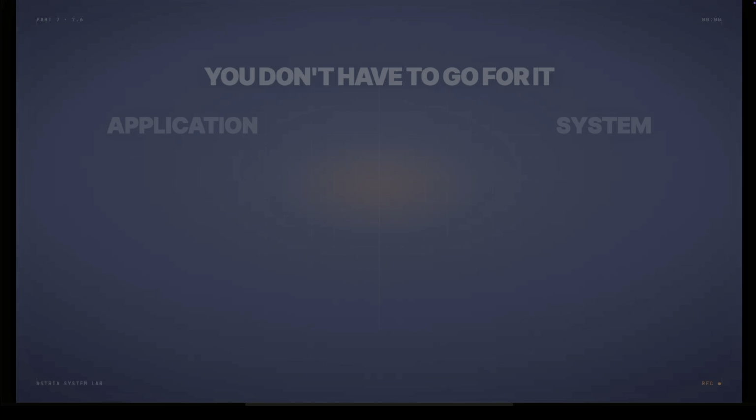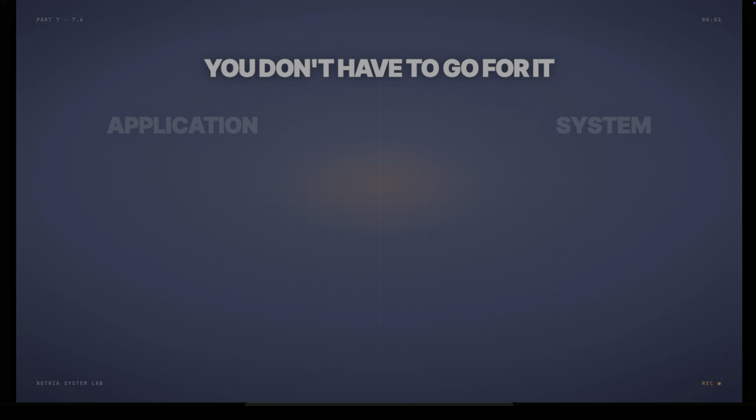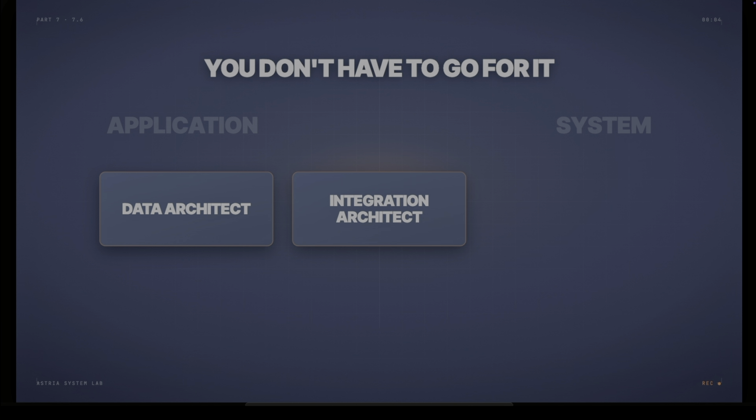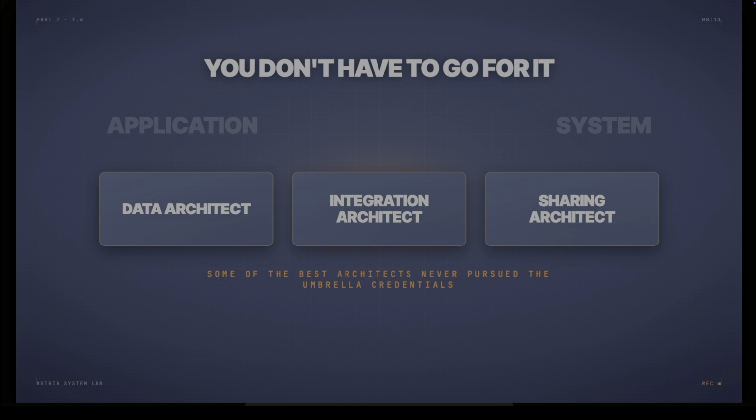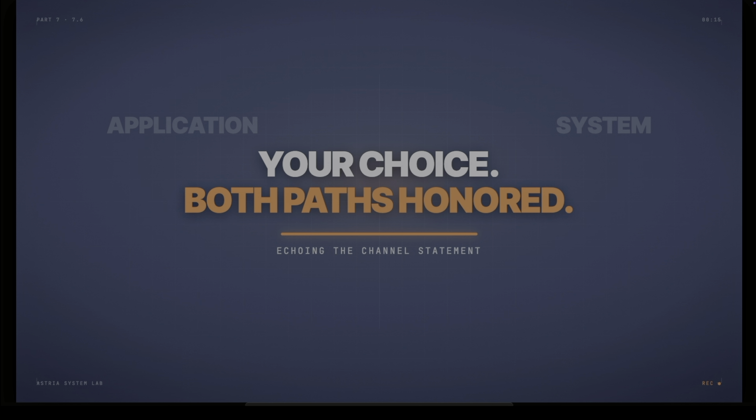And remember what I've said earlier, you don't have to go for it. Specializing as a data architect, an integration architect, a sharing architect, those are great careers. Some of the best architects I know never pursued the umbrella credentials. The choice is yours, both paths are honored.